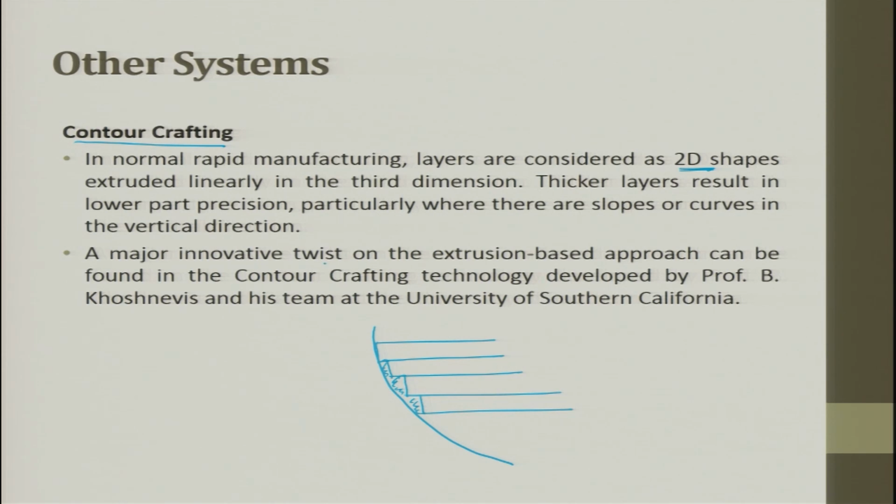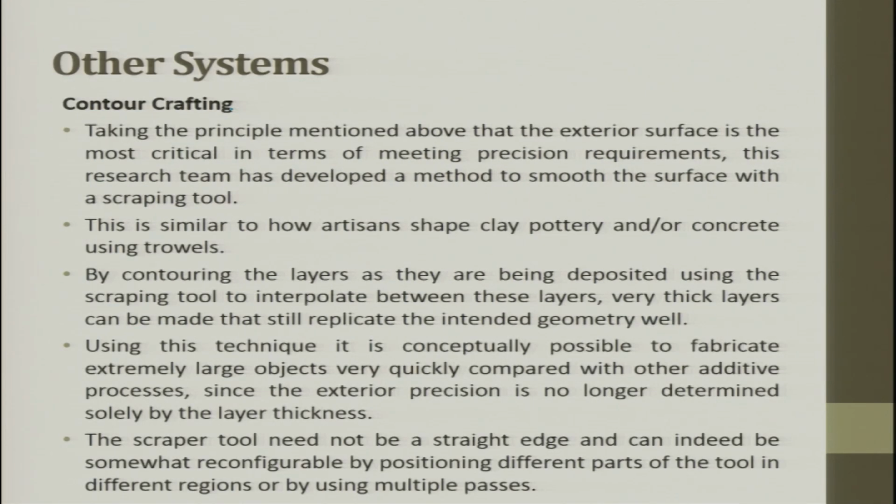A major innovative twist on the extrusion based approach can be found in the contour crafting technology developed by Professor B. Khoshnevis and his team at the University of Southern California. In contour crafting, taking the principle mentioned above, the exterior surface is most critical in terms of meeting precision requirements. This research team has developed a method to smoothen the surface with a scraping tool. So, what we can do is, suppose you have a pattern like this.